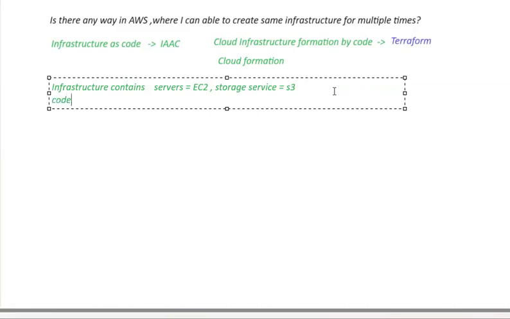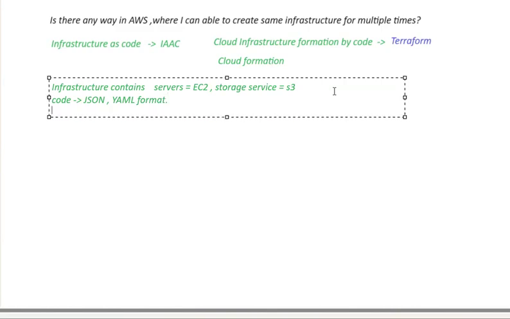So, sir, you are telling we need to write the code, right? In which language do we write the code, sir? We write the code either in JSON format or YAML format. Using any one of the formats, you can write the code and you just run it once, then your infrastructure is created. However many times you run your code, that many infrastructures will be created. So let's say client one asked me for one server and one storage service.